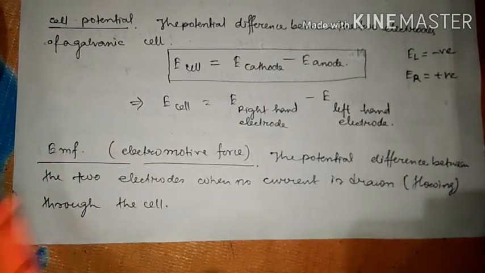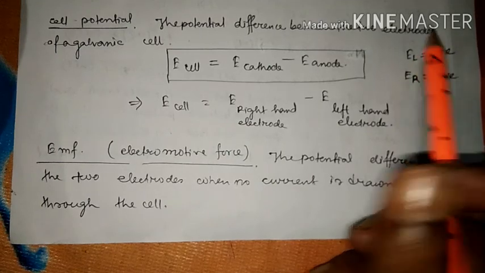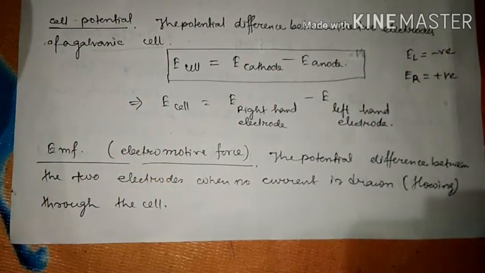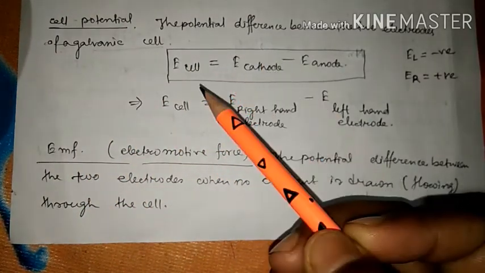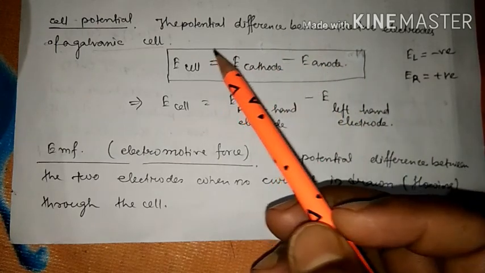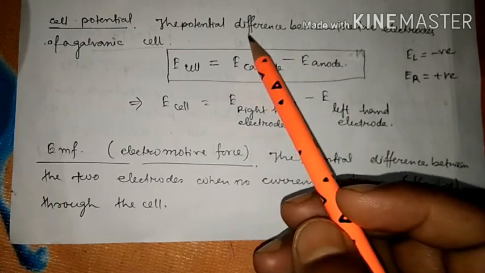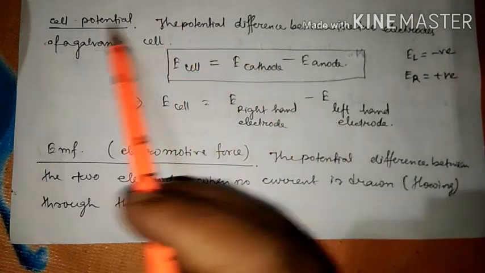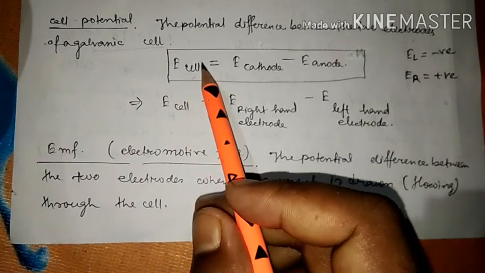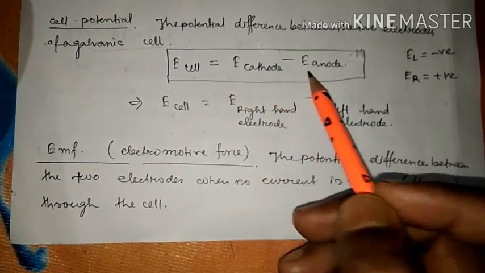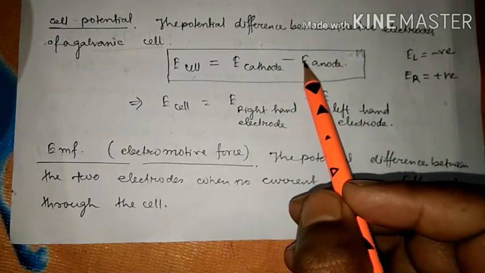Cell potential is simply the difference between the two electrode potentials of a galvanic cell. See, in a galvanic cell or voltaic cell, two electrodes are there. One is cathode and one is anode. Each one of these electrodes has an individual potential, and the difference between these individual potentials is called the cell potential. Okay, now E cell, that means potential of cell, is equal to E cathode minus E anode. That means potential of cathode minus potential of anode.